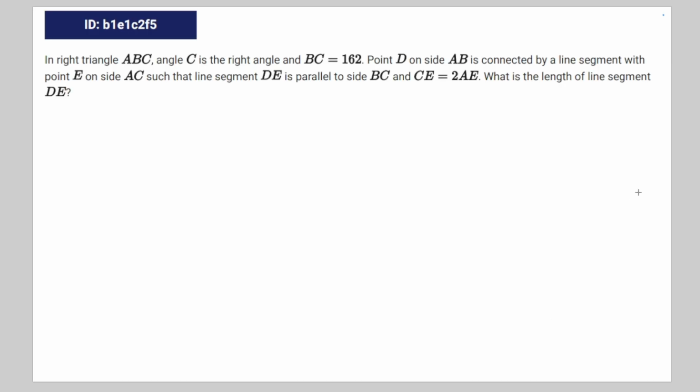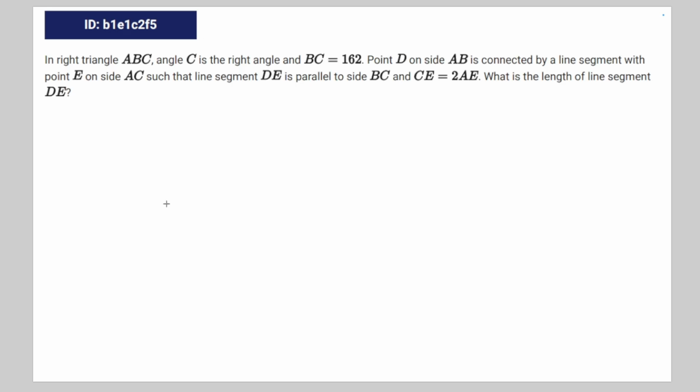Alright, so for this question, we're given the following information. Big wall of text, very scary. The right triangle ABC, angle C is the right angle, and BC is equal to 162. Point D on side AB is connected by line segment with point E on side AC, such that line segment DE is parallel to side BC, and CE is equal to 2AE. What is the length of line segment DE?